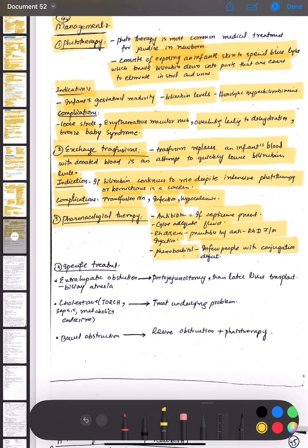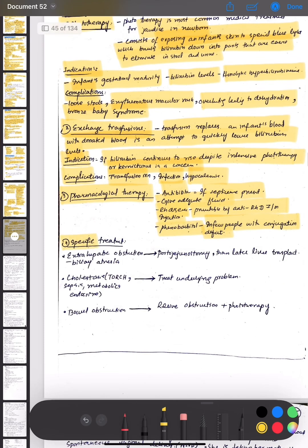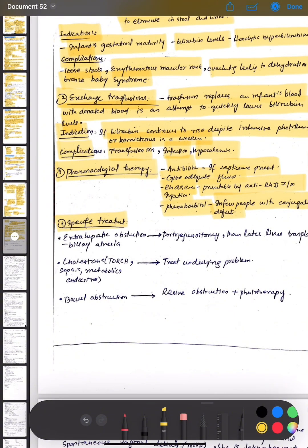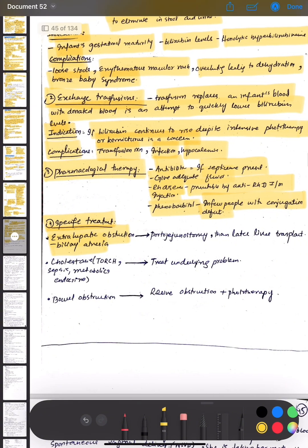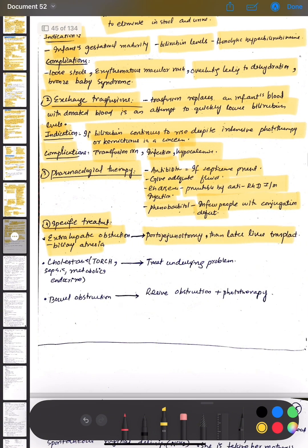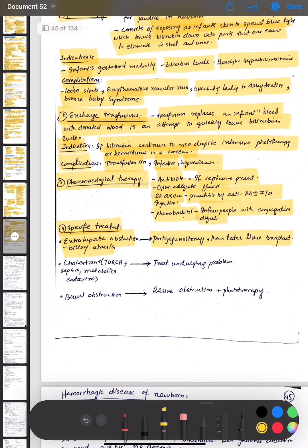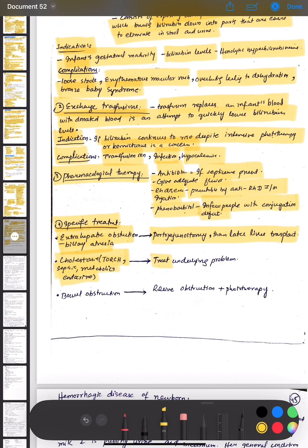The specific treatment for jaundice neonatorum: for extrahepatic obstruction, biliary atresia, portojejunostomy is done, then later liver transplant. For cholestasis, that is TORCH, sepsis, and metabolic endocrine causes, treat the underlying problem. And for bowel obstruction, relieve the obstruction plus phototherapy.